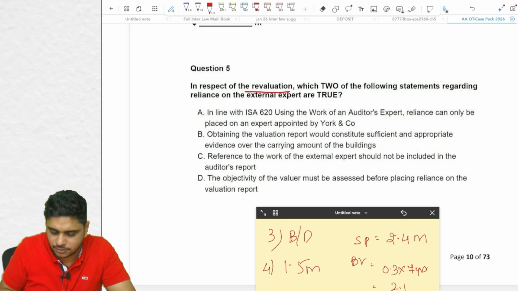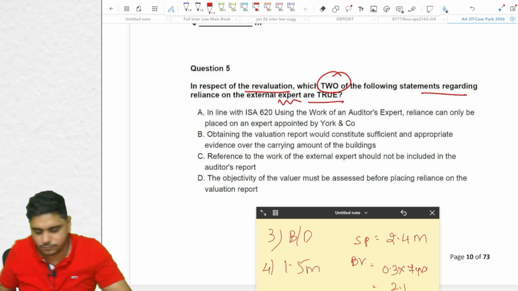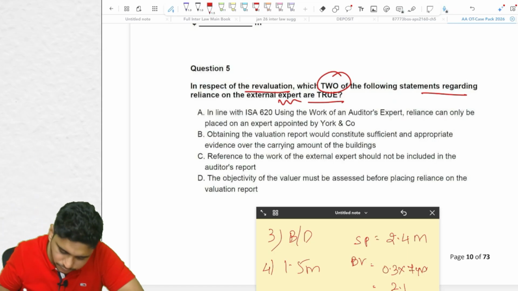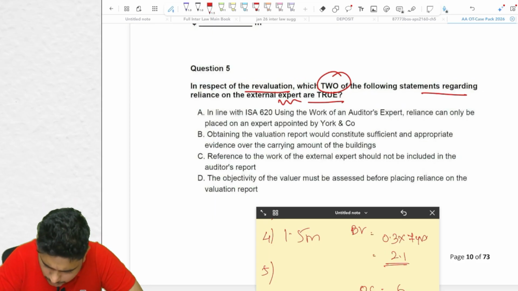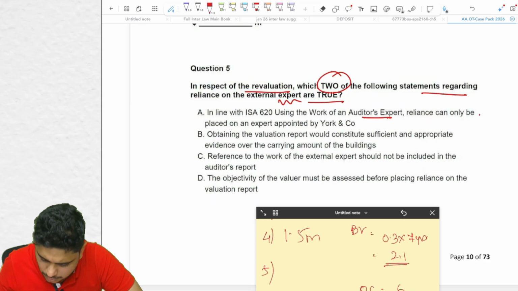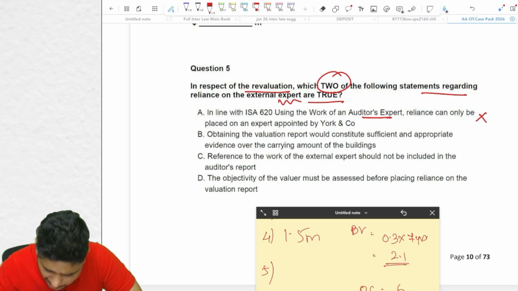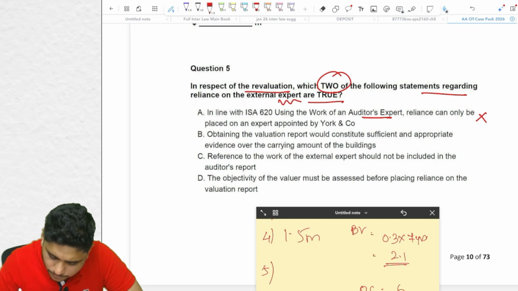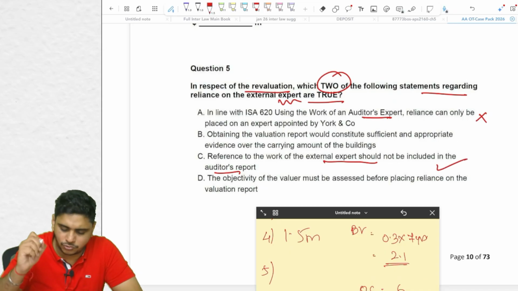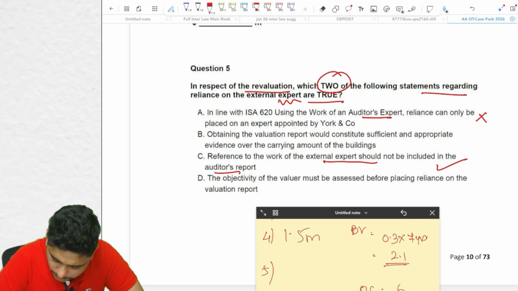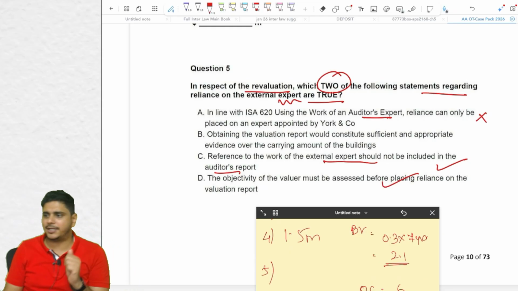in respect of revaluation, which two of the following regarding expert is true? Revaluation. Using the work of an expert. This is management ka expert. Reference to the work of the external expert should not be included in the audit report, correct, because you include the auditor's expert, not management's expert. The objectivity of value must be assessed before placing reliance on the valuation report. Correct.